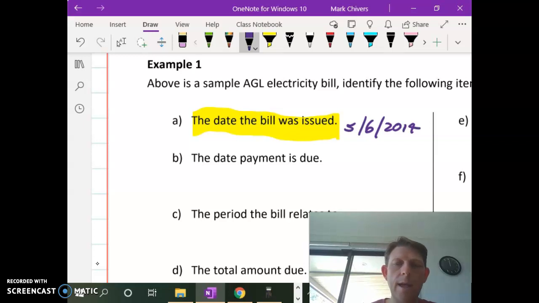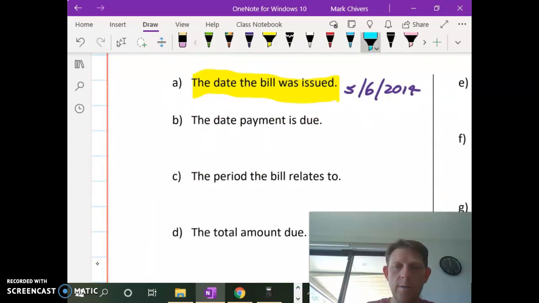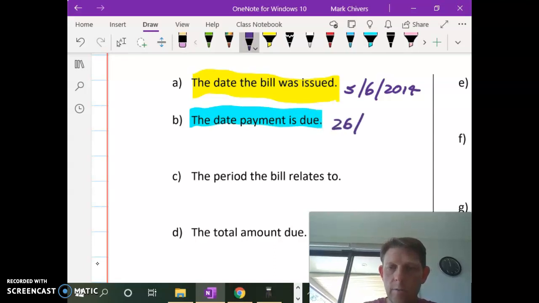Okay. And the date that the payment is due. So I'll grab my blue highlighter for that one. That one's usually quite bold. Most companies are quite keen for you to see that. So they've got that there as the 26th of June is the due date. So I'll just put that one in blue and we'll put next to it the 26th of June 2014.